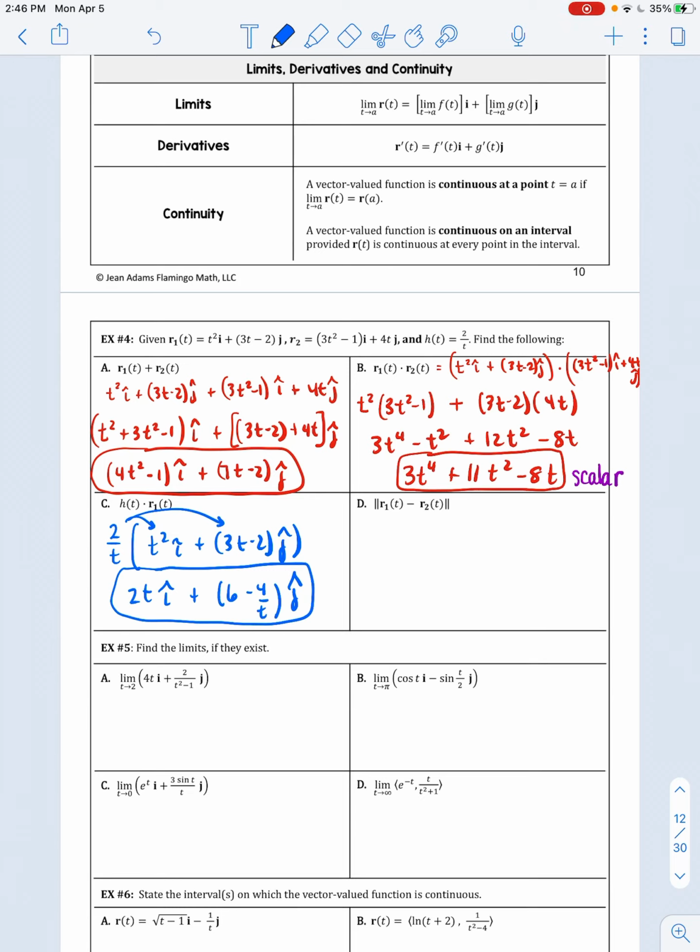This double bar is like a distance equation. Your r1 of t minus your r2 of t. This is like your distance equation. So if I did my double bar, my r1 of t is that t squared minus our 3t squared minus 1. So you're basically taking the x of your r1 minus the x of your r2, and then plus the y of your r1 minus the y of your r2.